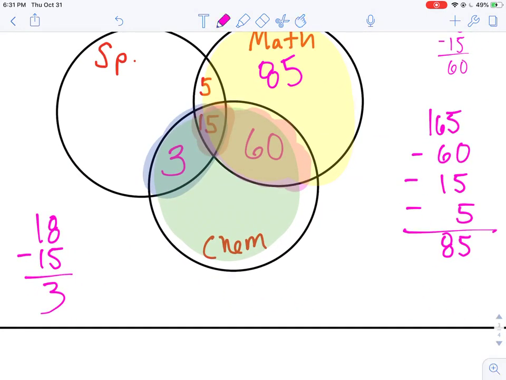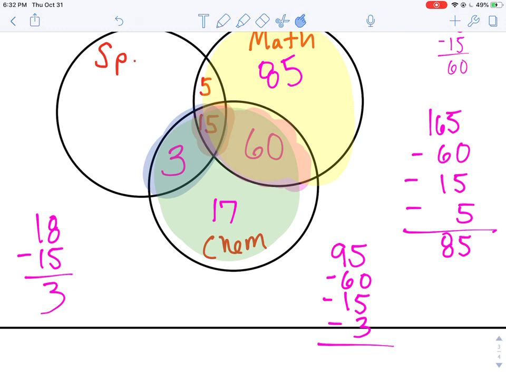Okay, so that means I'm going to take 95, and I'm going to get rid of the 60 who take math and chemistry, the 15 who take all three, and the 3 who take Spanish and chemistry. So I'm going to plug that into my calculator. Again, some of you might be doing this in your head. I'm using a calculator, and I get 17. And that 17 represents those who take just chemistry. So add all these up, 17, 3, 15, and 60. I get the 95 that they're referring to here.